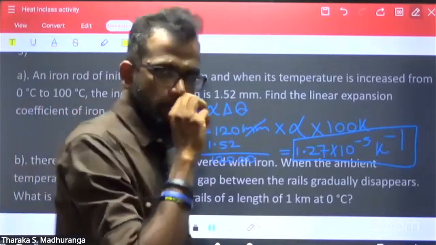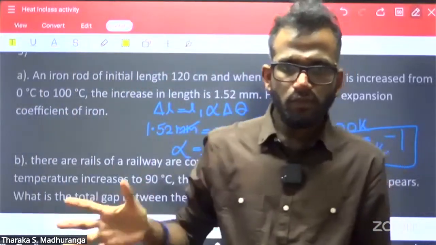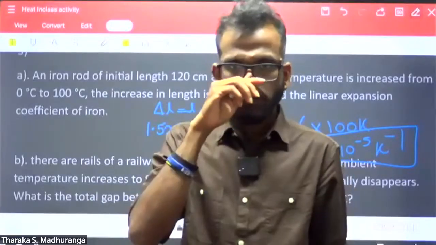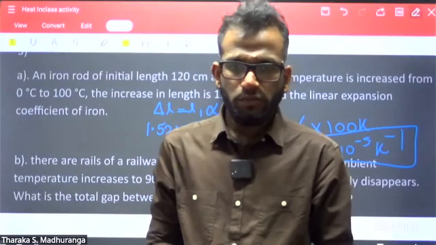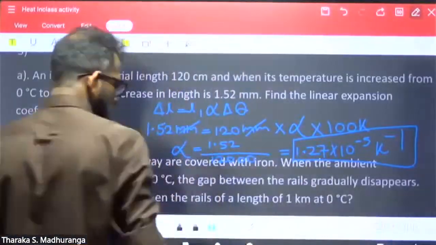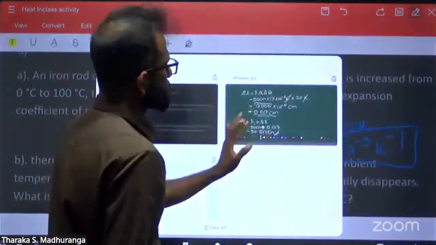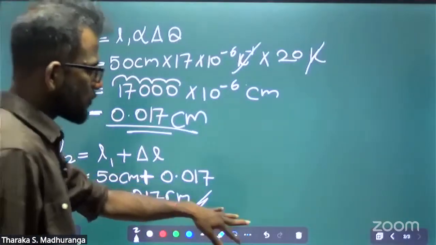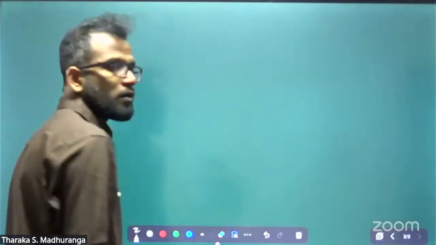Are you clear on linear expansion? No doubts? Okay, now come to area expansion. The other two questions are homework, you can do them at home. Write down the topic: area expansion.